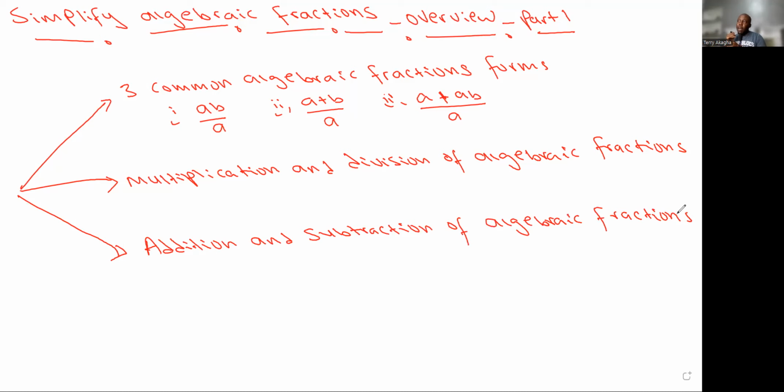I'm going to talk about what the common algebraic forms are: the A over B, AB over A, the A plus B over A, and the A plus AB over A. Then I'm going to talk about how you multiply and divide, and how you add and subtract. To make it more interesting, I'm going to go to the next video.